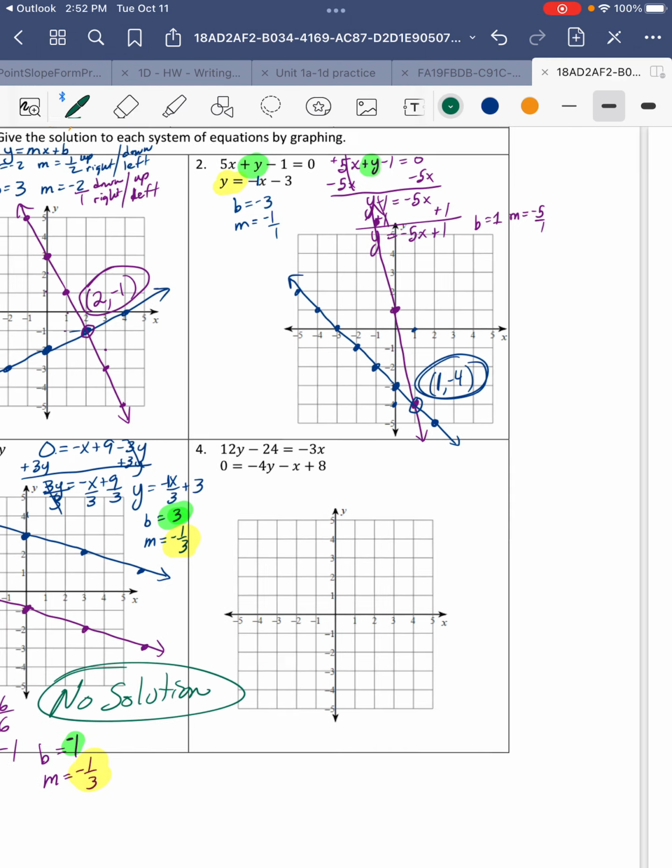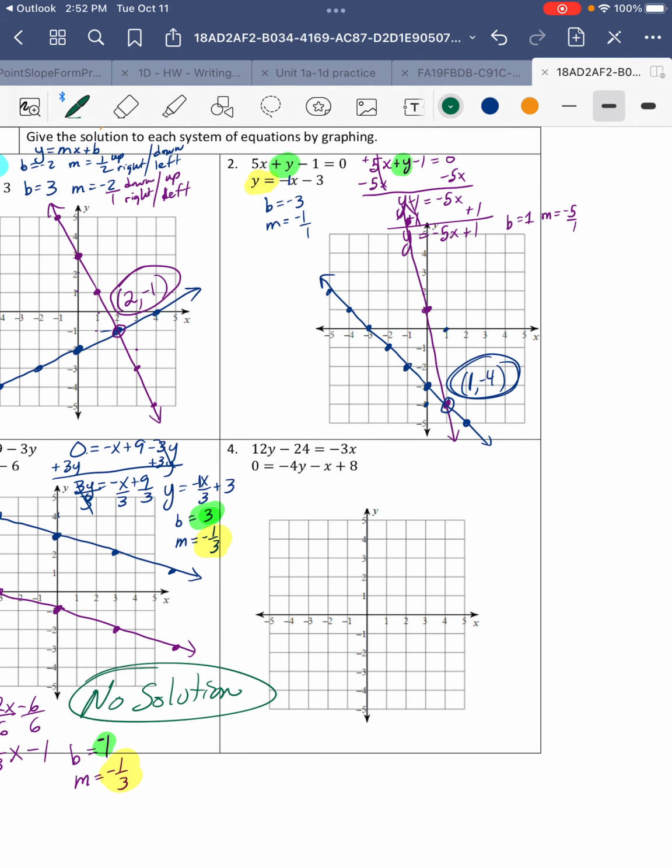And last one, number 4. I need to get the equation into y equals mx plus b. Easiest way, I think, is to add 24. We don't have any like terms yet. So I have 12y equals negative 3x plus 24. Divide by 12 on every term. Anytime you multiply or divide, you have to multiply or divide every term. Negative 3/12. That is, divide the numerator by 3. Divide the denominator by 3. That's going to be a negative 1 over 4x.